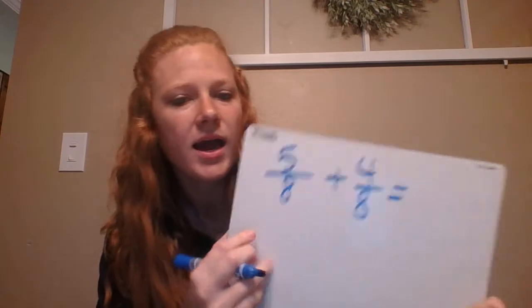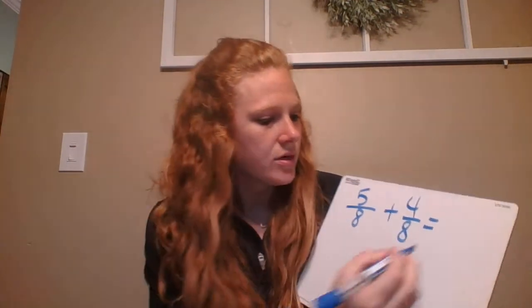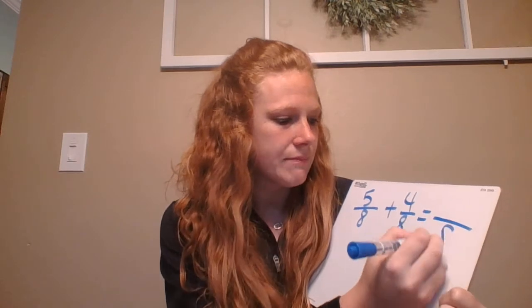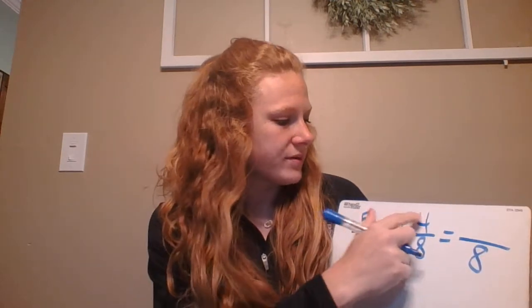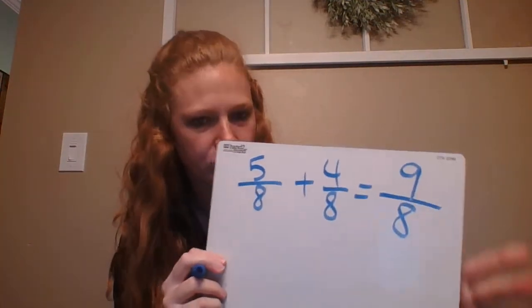So let's get started. Our first question is 5/8 plus 4/8. I can see that my two denominators, my two bottom numbers, are the same, so I will keep it the same. I will keep it as eighths. 5 plus 4 is 9. So 9/8 is my answer, partially.